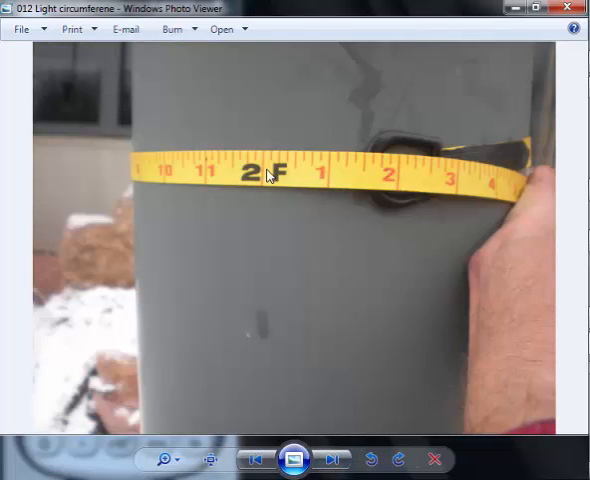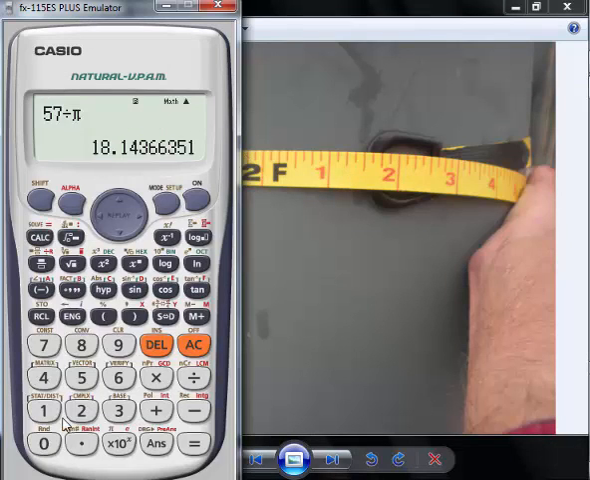Here's another one where you can see the radius of this light pole is 4 inches. Let's do the math though, because it says the circumference is 25.5 inches. So if we take that 25.5 and divide that by pi, we get 8 inches is the diameter, or the radius is 4 inches.